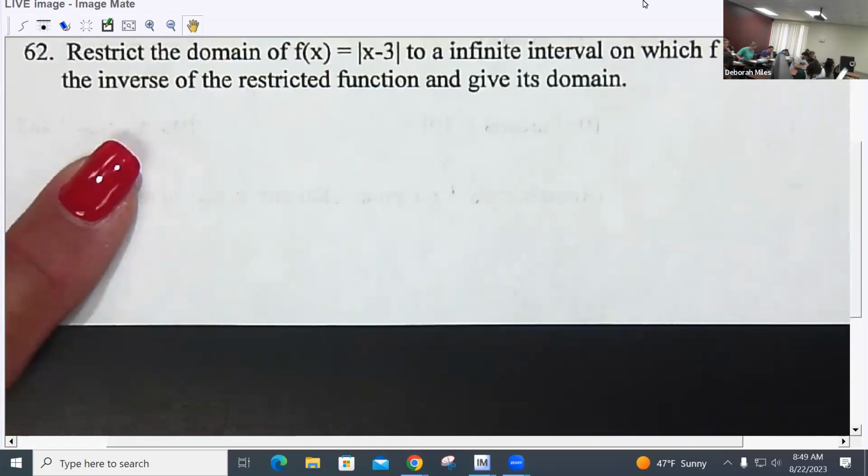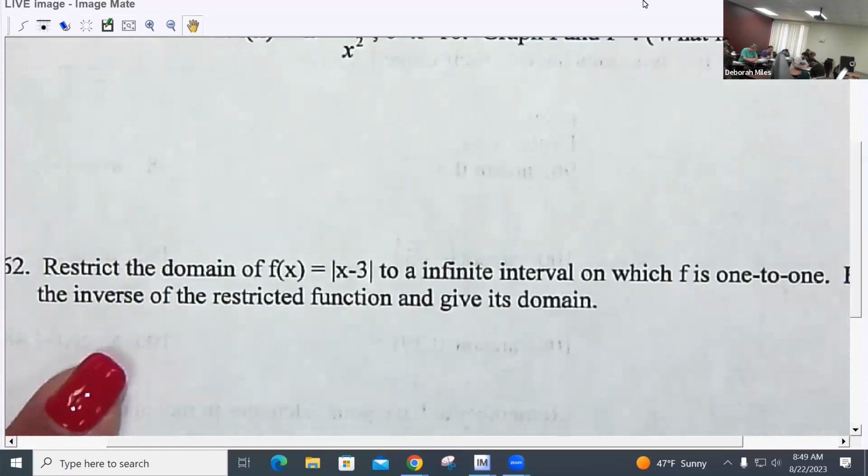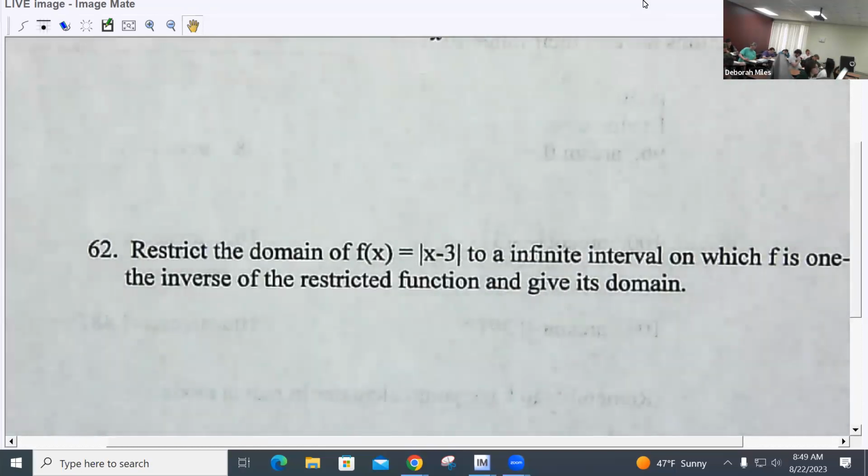Number 62 says restrict the domain of the function f of x equals absolute value of x minus 3 to an infinite interval. How is restricted possibly infinite? Aren't those two like oxymorons? Yep. Huh? Yeah, it's wrong. Okay, let me think about it.